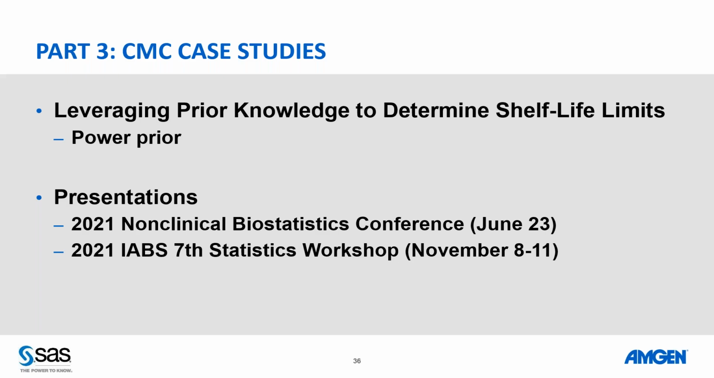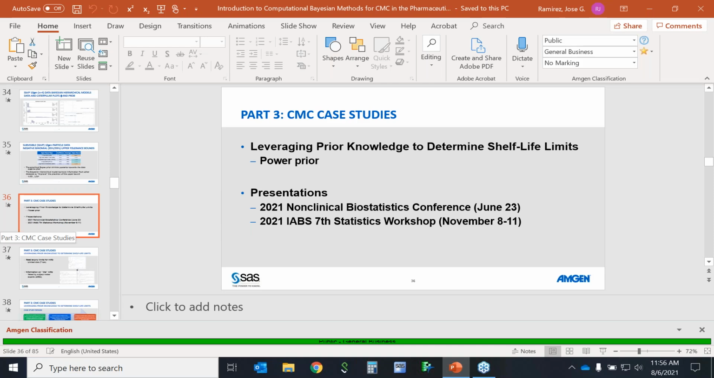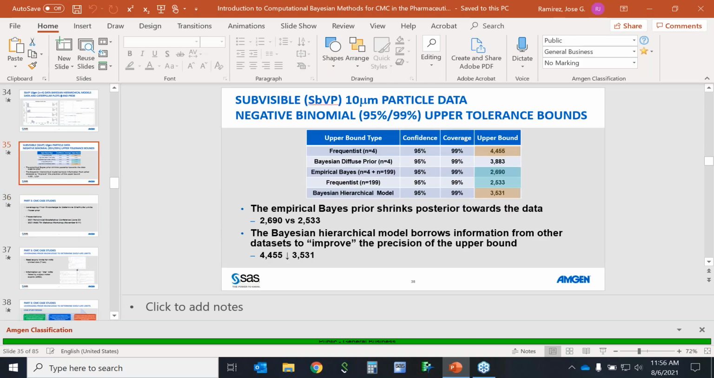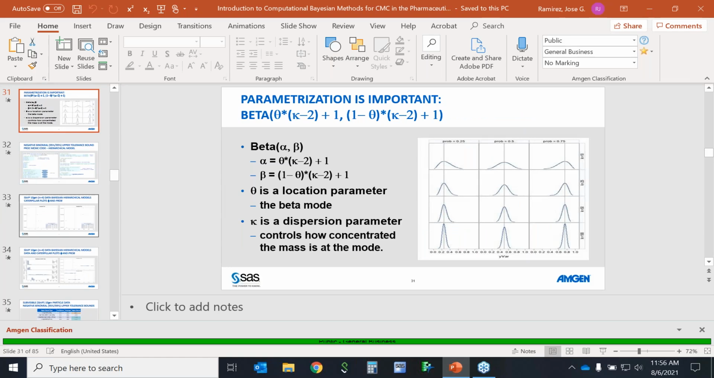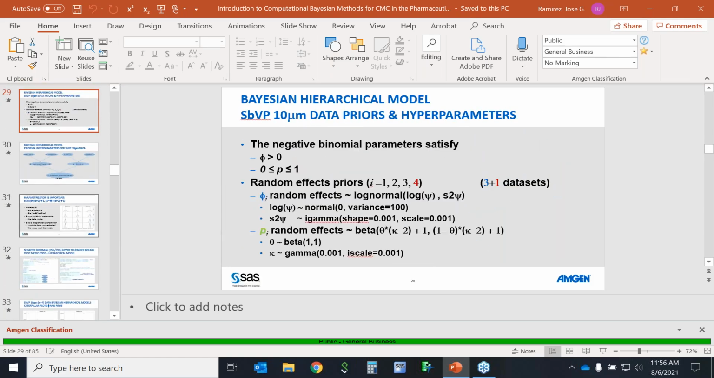Okay, thank you. One more question, and then we can move on. This is related to the prior distributions on both the empirical and hierarchical models. How do we know that these distributions are appropriate? Okay, so the prior distribution on the random effects. That's on page 29. Yes, so let's go there.